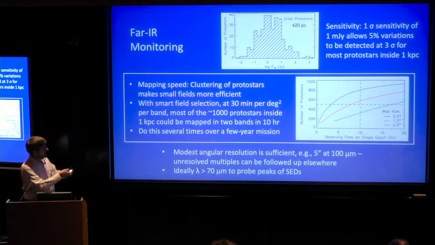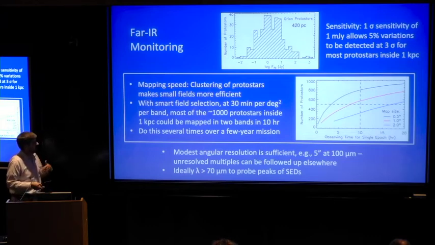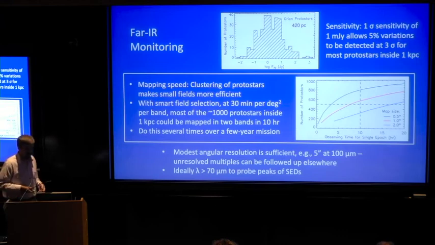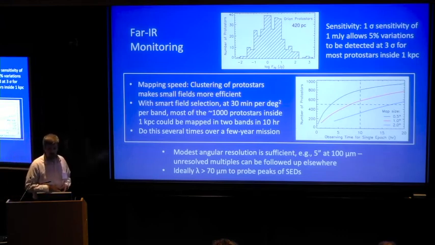That's just what this plot shows here, is that if we choose these small half-degree fields, you could pick up almost all of these 1,000 protostars in 10 hours and do even better with a little bit more time. So if we ran such a program several times over a few-year mission, we'd have a nice little variability survey of protostars.